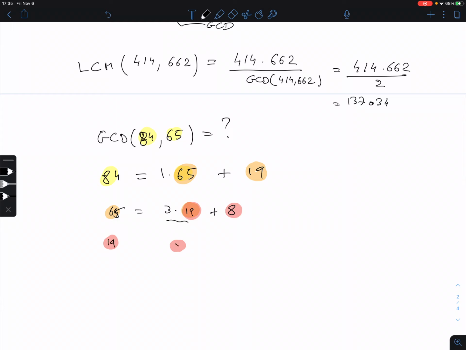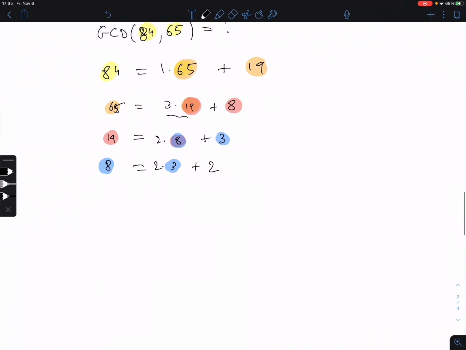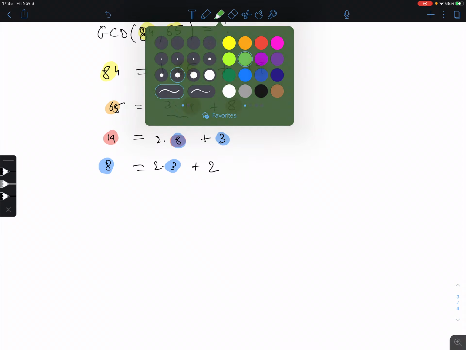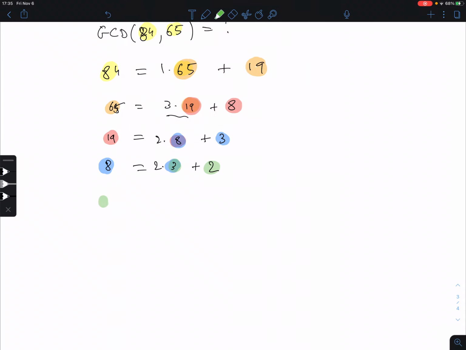So 19 and 8. Be careful that you don't say, oh, it's 2 times 9 is 18, but not 2 times 8 is 19. Don't get confused there. So that's 2 times 8, that's 16 plus 3. So what are going to be the next two numbers that I'm going to work with? 8 and 3. So 8 equals 2 times 3 plus 2, right? So the next two numbers are going to be 3 and 2. Here's 3, here's 2. 3 goes there one time plus 1.